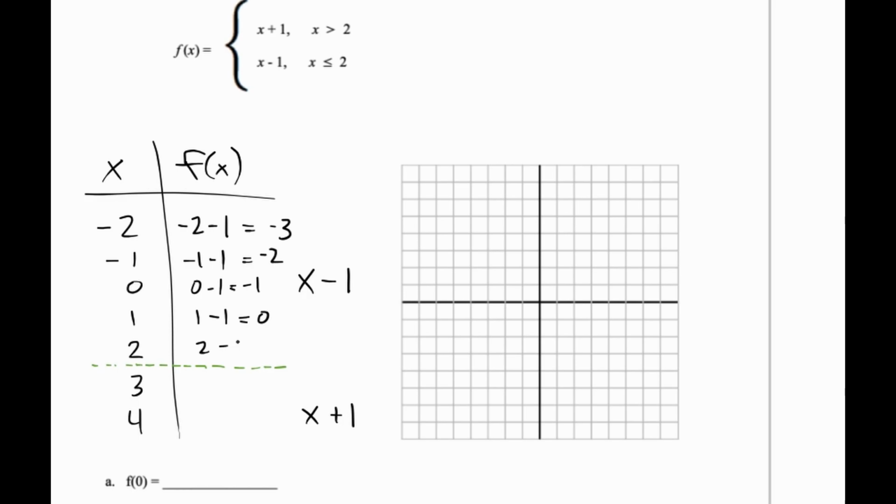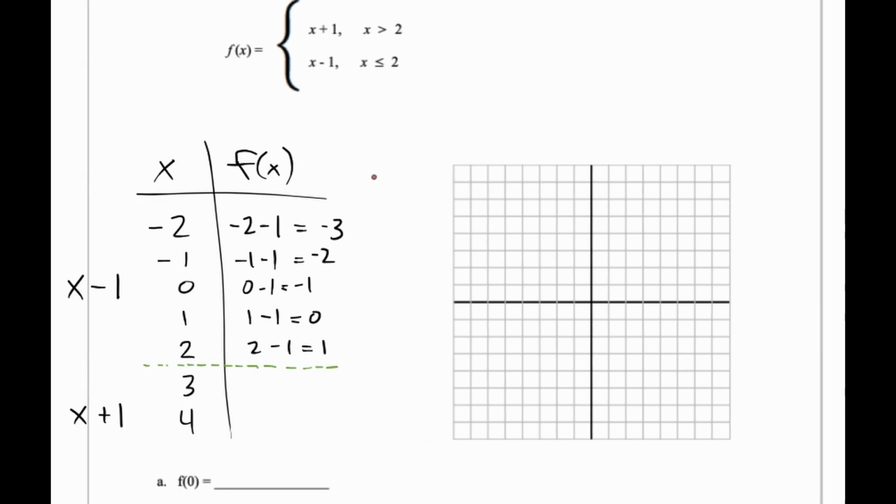So I'm just plugging in like I would have in other problems that we did to get coordinate pairs that I can plot. I can now plot the point -2, -3, -1, -2, and so on. All right, I'm going to plot all those points.